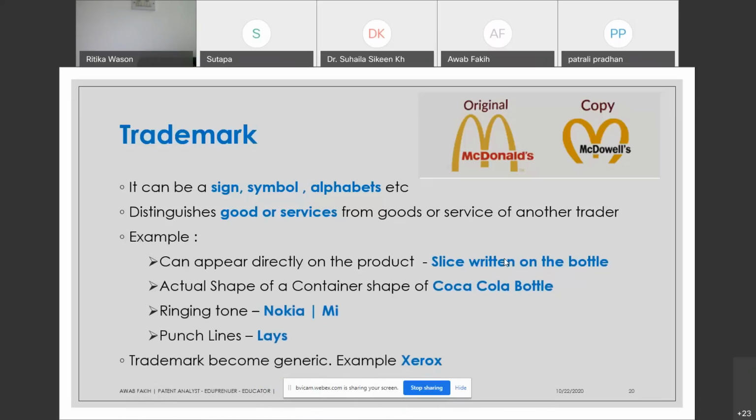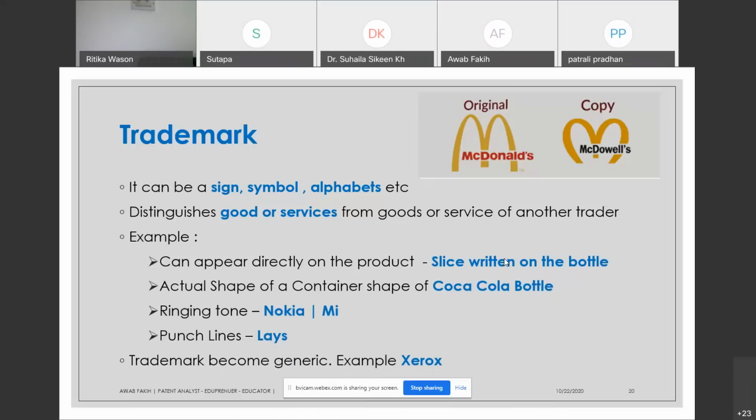Next one is your trademark. The trademark enables the consumer to identify the product by certain symbols. This will help them to distinguish the product and service from one trader to another trader. Trademark helps to get goodwill in the market.